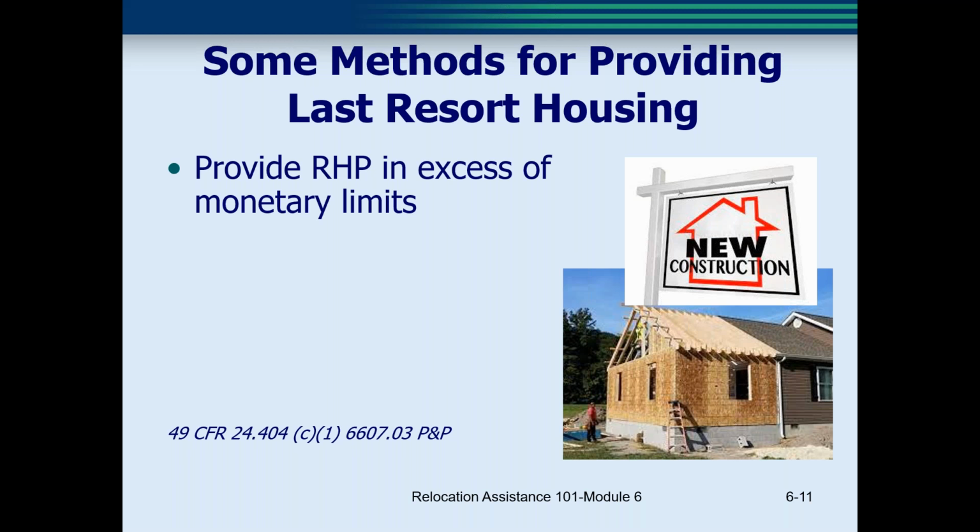At ODOT, in Section 6607.03, we also require that a rent supplement payment over $12,000 is paid in quarterly installments until the payment falls below $12,000. So if your rent supplement payment is $20,000, until that payment gets down to $12,000, you're paying it in quarterly installments. Once it gets down to $12,000, then if needed, you can pay the full lump sum.